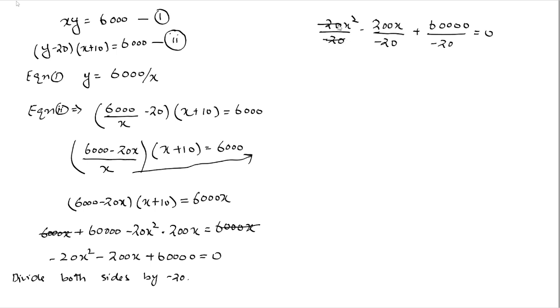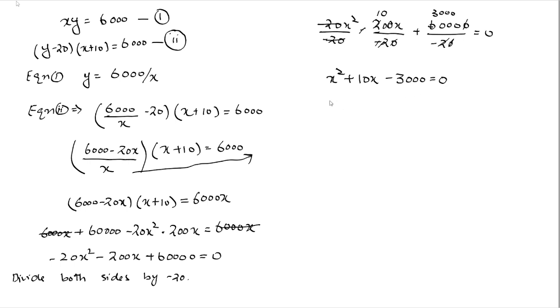Now this minus 20 cancels with this minus 20. Minus cancels out with minus. 0 and 2 cancels out with 2. So we are left with 10. Similarly, 0 cancels out with 0, and we are left with 6 divided by 2 is 3, and the 3 zeros. So we have x squared, and this will be plus 10x. And then we have this minus and plus will give us minus 3000 is equal to 0.